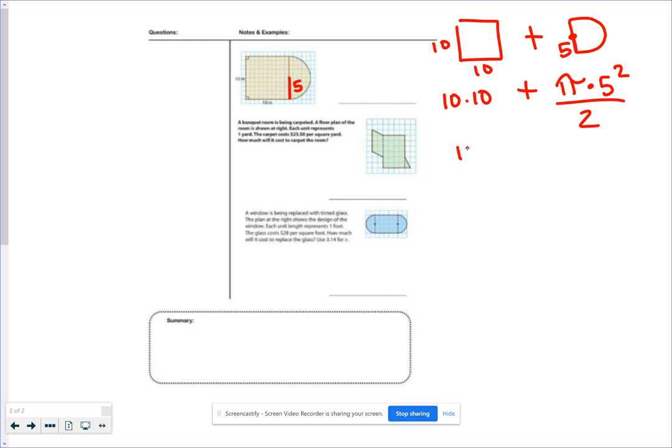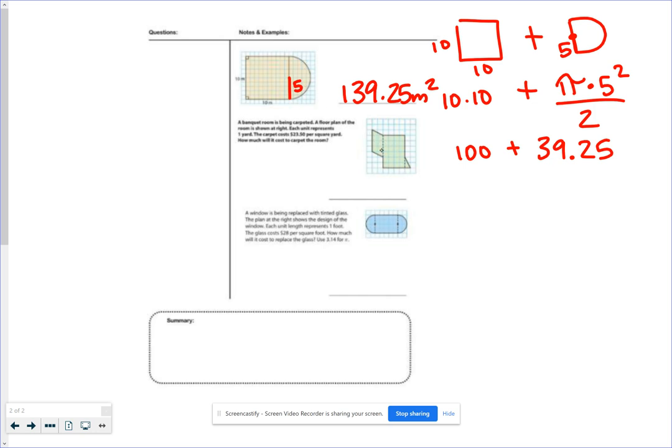10 times 10 is 100 plus, well, we have pi, which we're supposed to use 3.14, times 5 squared, which is 25. And then divide that by 2, and we get 39.25. So when we add those together, the final area is 139.25, and this is meters squared. All right, let's go to the next figure.